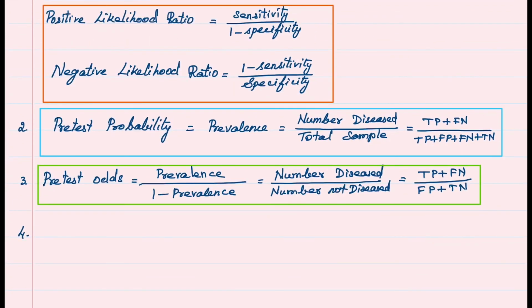Next formula is positive post-test odds. For pretest probability and pretest odds, we will be using the number of people those who have the disease and number of people those who don't have the disease. We don't see positive and negative results there because it is a pretest. Whereas for post-test, we have positive as well as negative. Positive post-test odds is pretest odds multiplied by positive likelihood ratio.